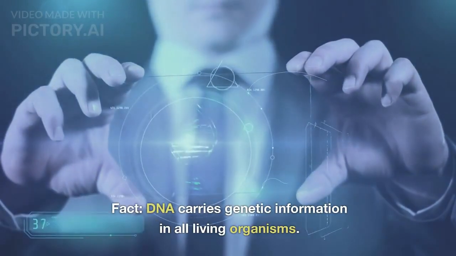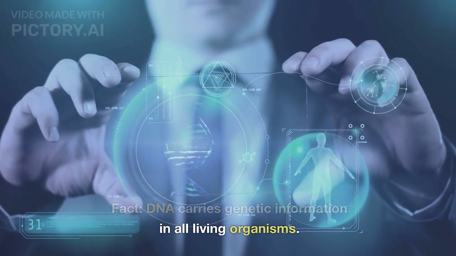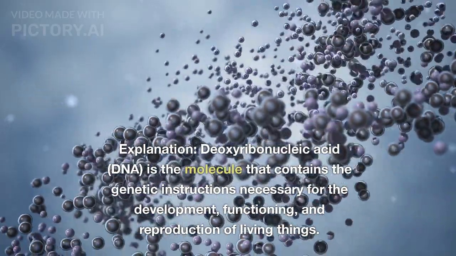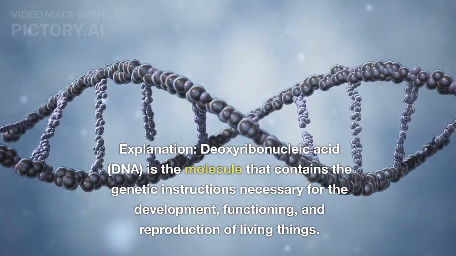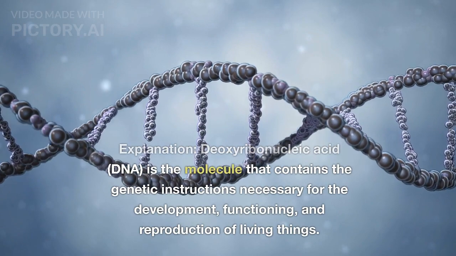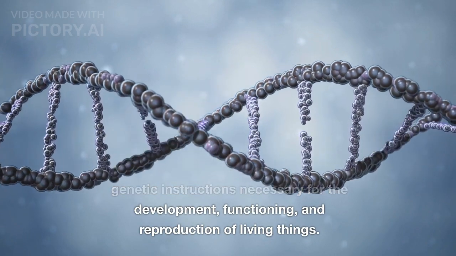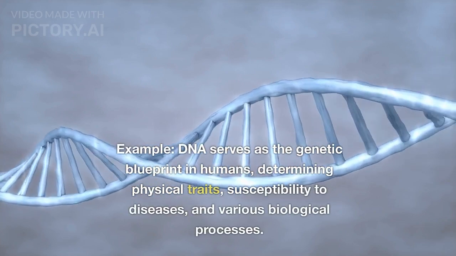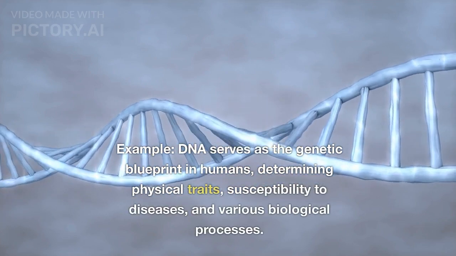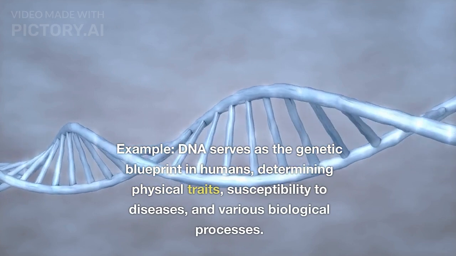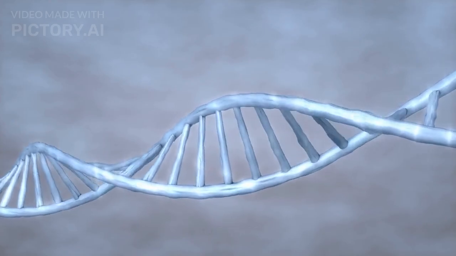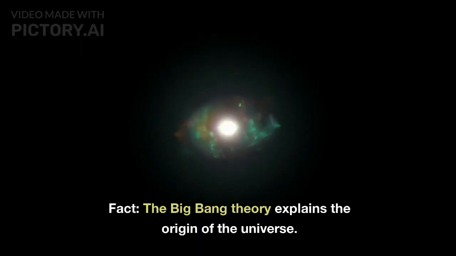Fact: DNA carries genetic information in all living organisms. Explanation: deoxyribonucleic acid, DNA, is the molecule that contains the genetic instructions necessary for the development, functioning, and reproduction of living things. Example: DNA serves as the genetic blueprint in humans, determining physical traits, susceptibility to diseases, and various biological processes.